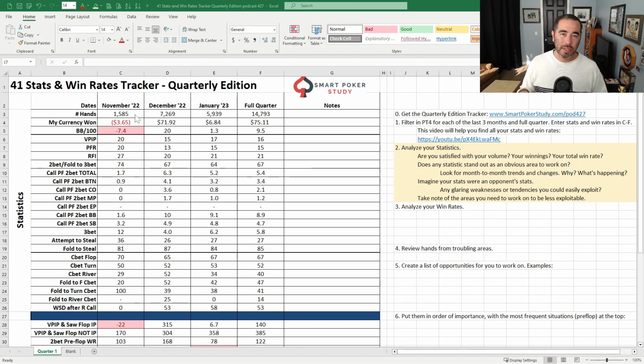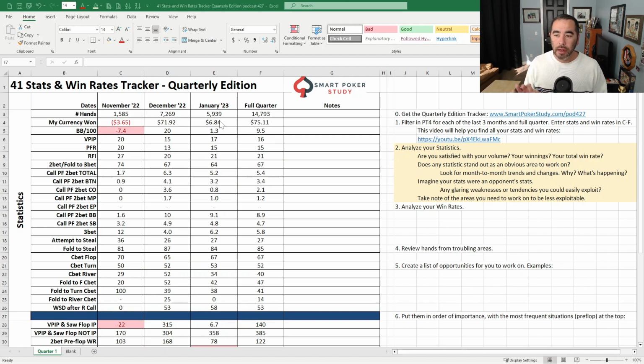November, I played only 1,600 hands. Not happy with that, but I made up for it in December and January with 7,300 hands December, about 6,000 hands in January. Loving that for a full quarter of 14,800 hands, almost 5,000 on average per month, and I really like that volume. My total winnings, $75 up total. My total win rate, positive 9.5 big blinds per 100 hands.